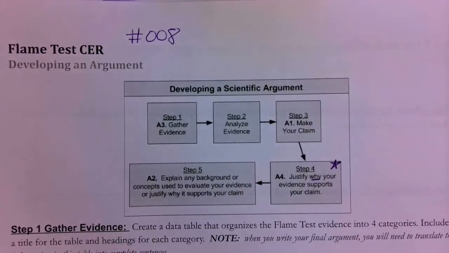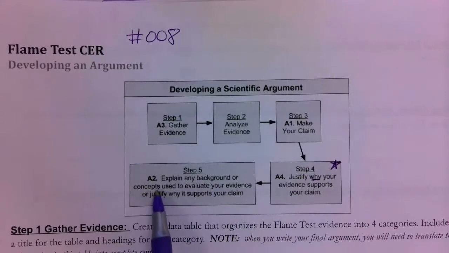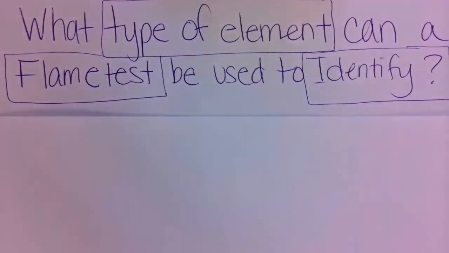Okay, and then step 5, the background concepts, is all that research that we did on those 5 extra questions that you came up with in class. So, where are we starting? We're going to look at the original question, because this entire argument needs to come back to answering the original question. So, here we go.